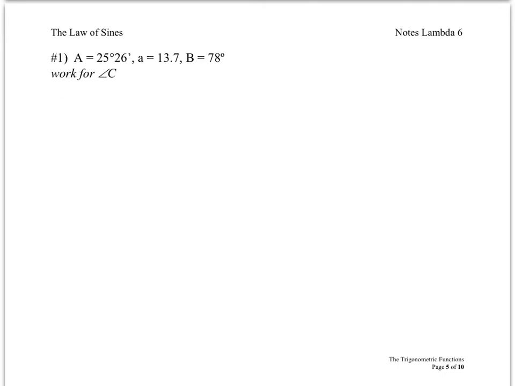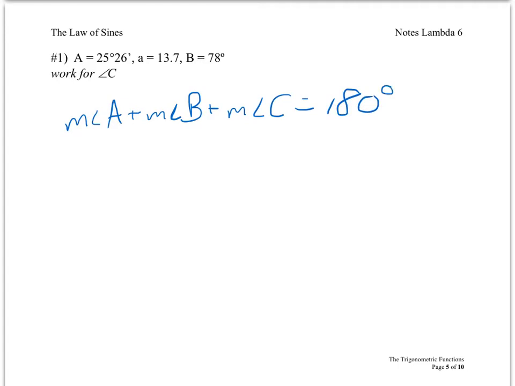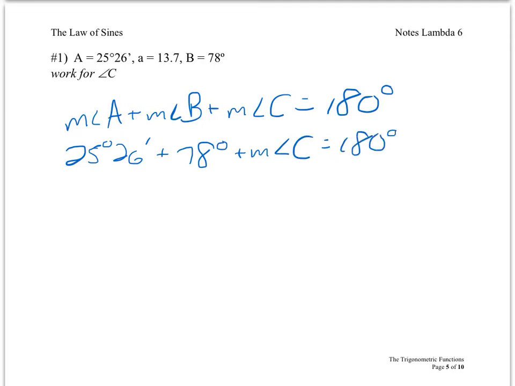According to the angle sum theorem, measure of angle A plus the measure of angle B plus the measure of angle C equals 180 degrees. The sum of the angles in any triangle is 180 degrees. Measure of angle A is 25 degrees 26 minutes. Measure of angle B is 78 degrees. The measure of angle C we don't know. If you combine like terms, 25 degrees 26 minutes and 78 degrees, you get 103 degrees 26 minutes.